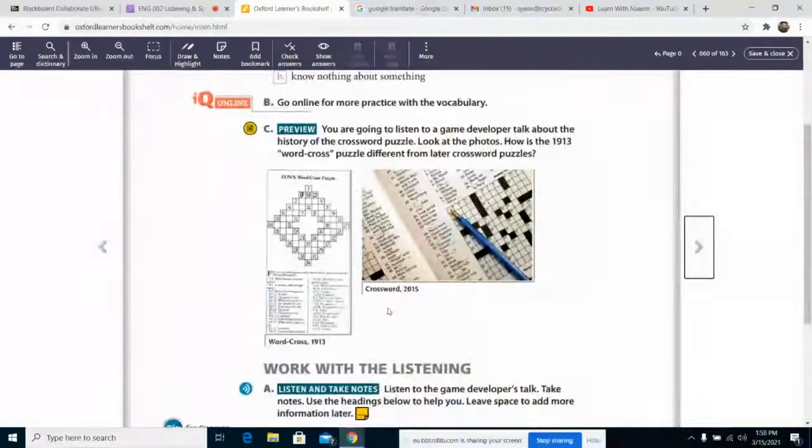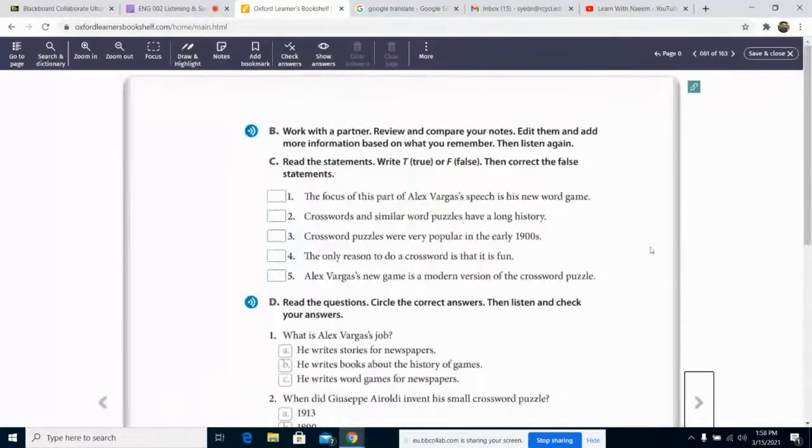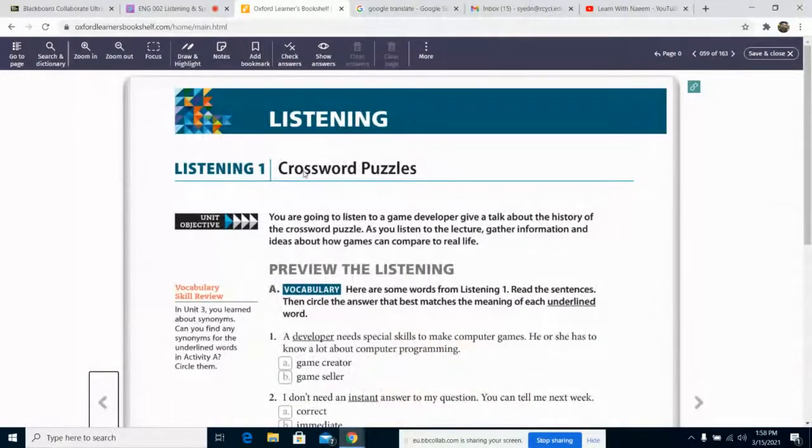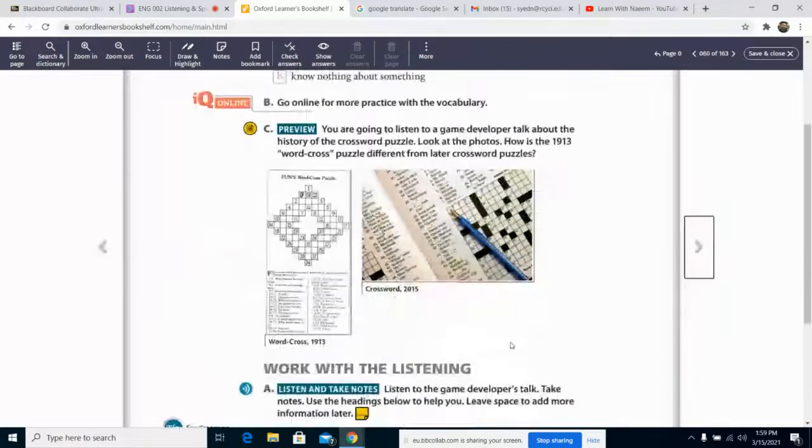But before we go and listen, you need to understand what exactly is the topic. The topic of listening is crossword puzzles. Crossword puzzles. And you can see the picture here. So this listening is about crossword puzzle. Actually, you are going to listen to a game developer talk about the history of the crossword puzzle. History, tarikh. Look at the photo. How is the 1913 crossword puzzle different from later crossword puzzles?